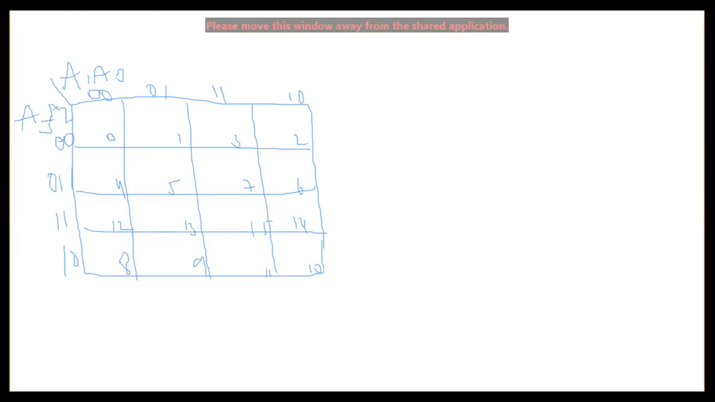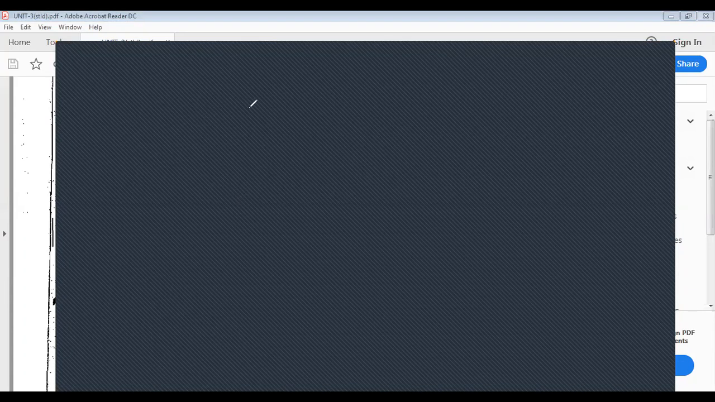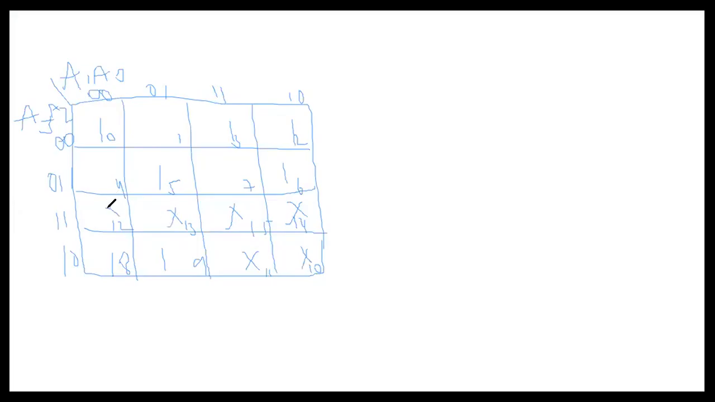So see what are the min terms we have. The min terms for D are 0, 2, 3, 5, 6, 8, 9, and the remaining are the don't cares. Just to avoid confusion, I'm taking the min terms in another color: 0, 2, 3, 5, 6, and 8, 9.